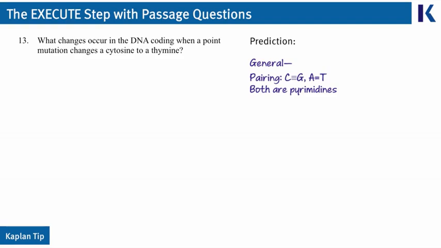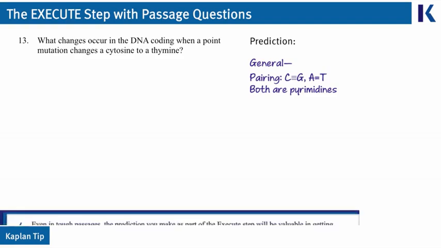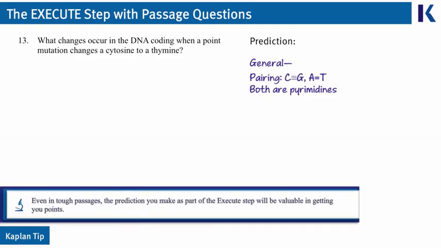As we wrap up this learning goal, it's worth taking a look at the Kaplan tip on the bottom of your page. As it points out, the prediction that you make during the execute step is valuable whether you're dealing with an easy passage or tough passages. Even if the prediction we make cannot be precise, making a prediction at all and thinking about the science at hand gets us thinking in the right way as we walk into those answer choices.